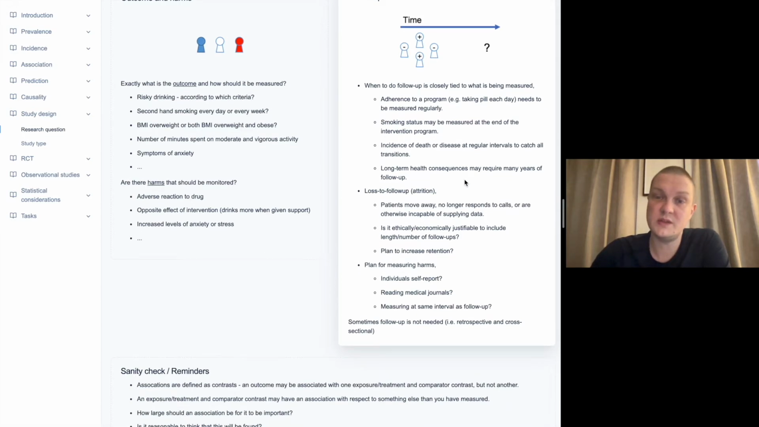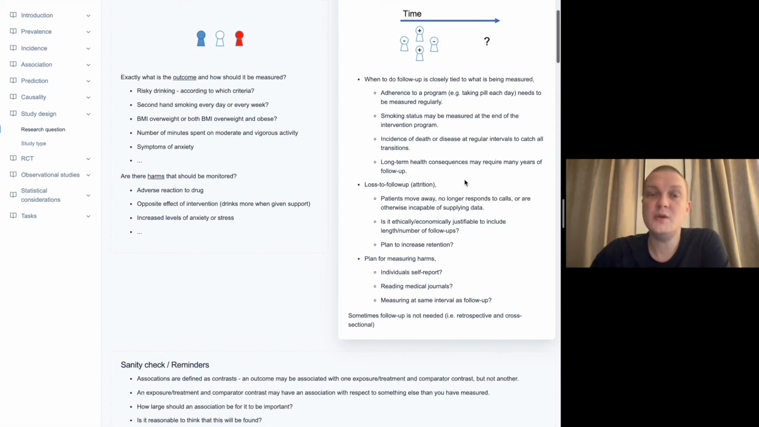Long-term health consequences may require many years of follow-up. How are you going to deal with loss to follow-up? Patients move away, they're no longer able to respond to calls, or are otherwise incapable of supplying data. Is it ethically and economically justifiable to include a certain length or number of follow-ups?